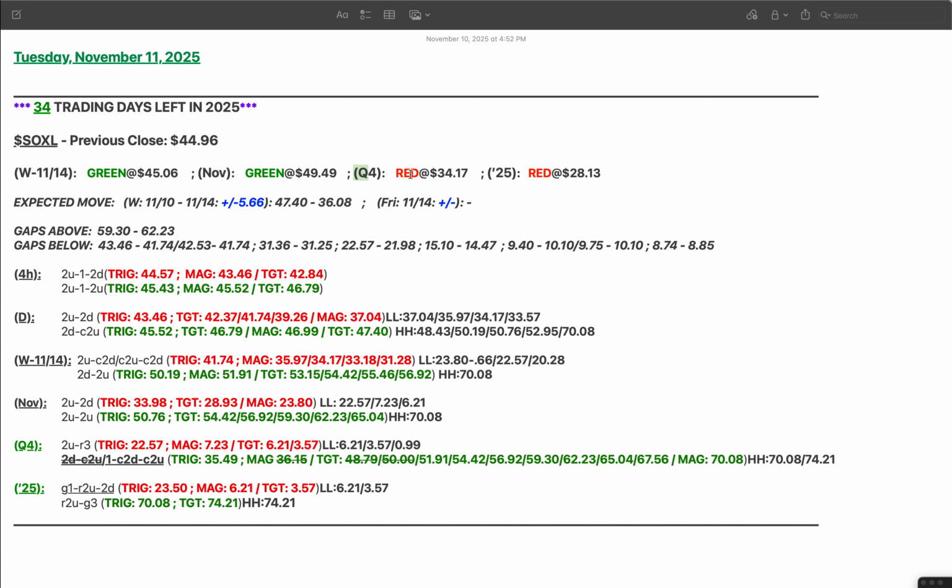Now the quarter and year are green, so we don't have to worry about flipping them green, but we do have to watch that if we start to push to the downside again, we're not threatening to flip these red, right? We don't want to go full timeframe continuity to the downside if you're a bull, right?